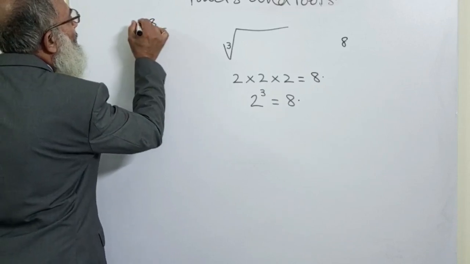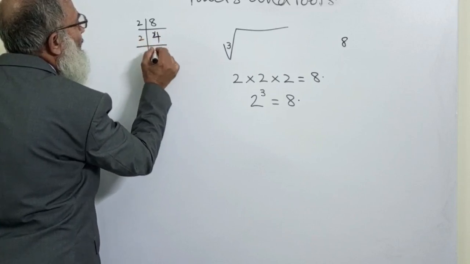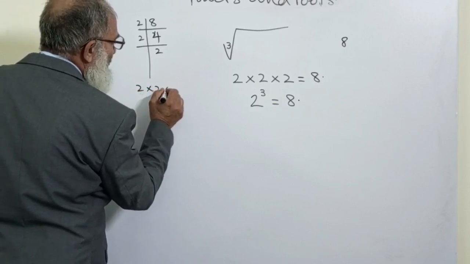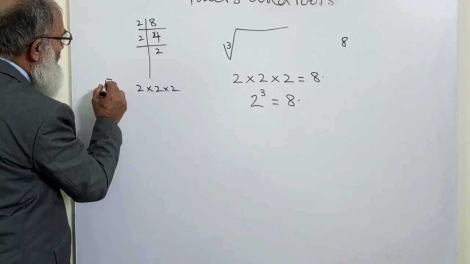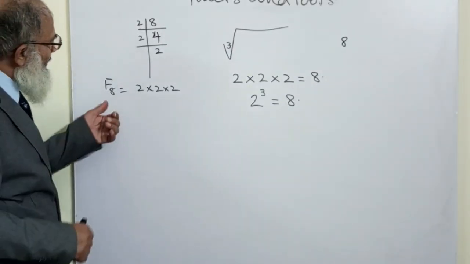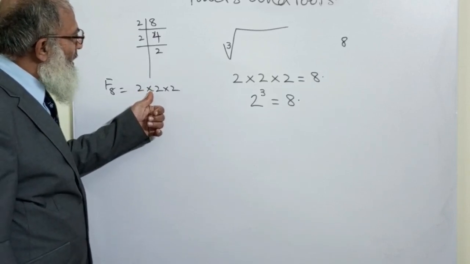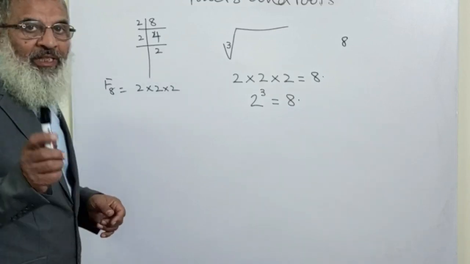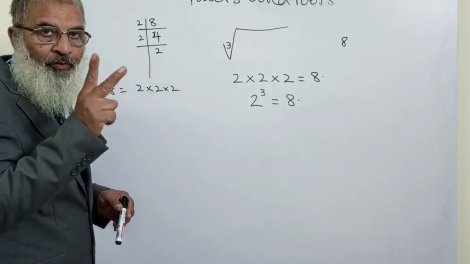8, 2, 4 2s are 8, and 2 2s are 4. Now what is the outcome? Now this is the outcome once again over here, because 8 is equal to this. Now dear students, you see that for 8 what we got here is 2 times 2 times 2.